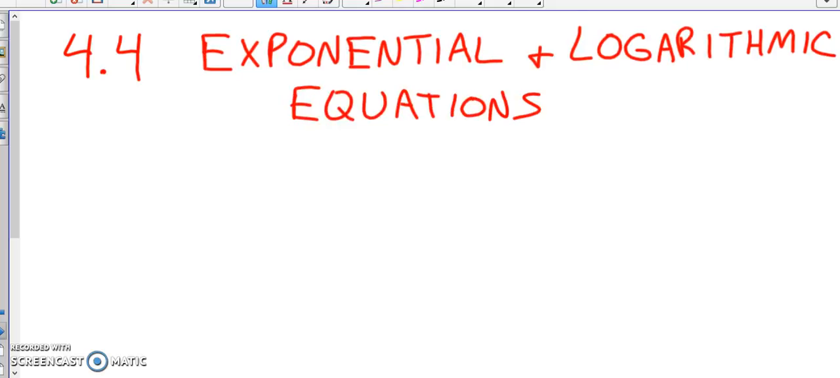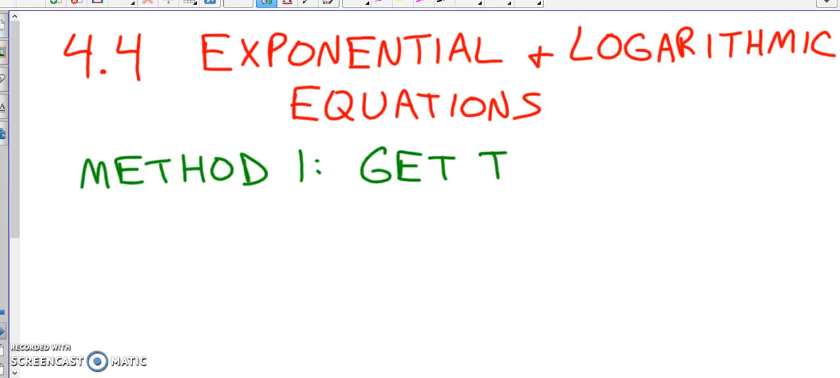In this section, you're going to need to have an intimate knowledge of how exponentials and logarithmics work together. Now, there are going to be three methods for solving these equations that I'm going to show you. Method 1, get the same base.